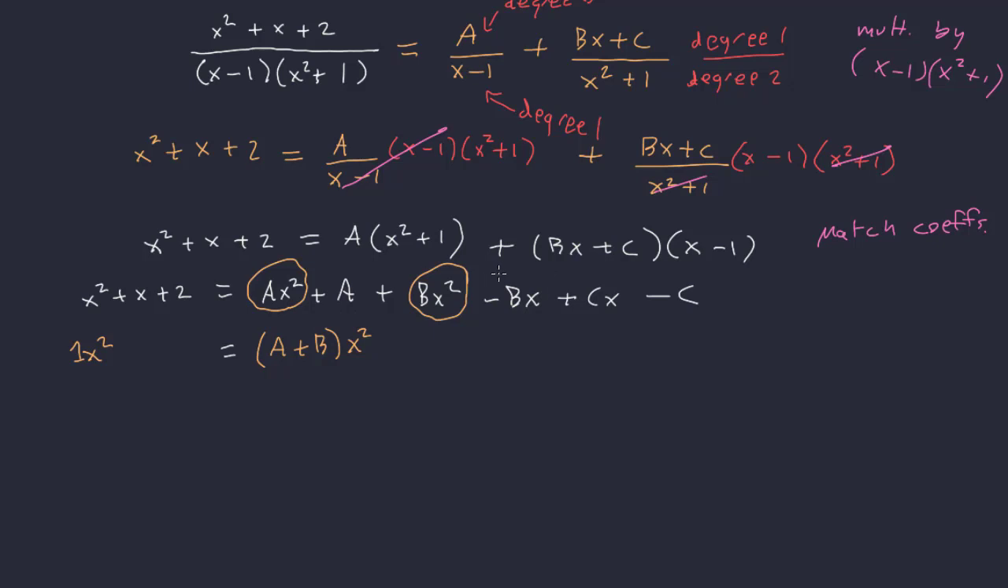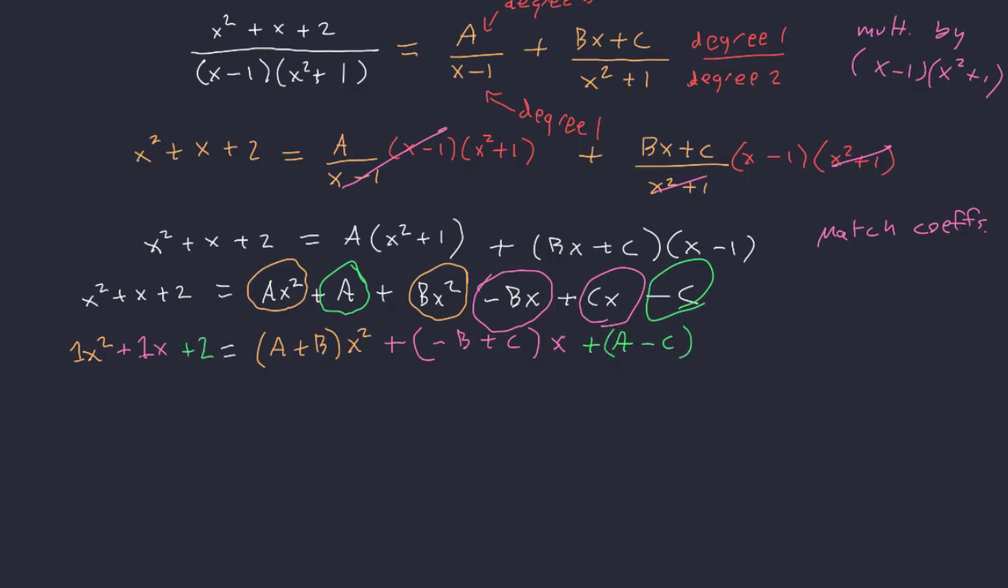Okay, so I have a 1x squared. Then I'm going to collect my x's. Well, my x's live here. I have a minus bx plus a cx. So when I bring this together and factor out the x, it will be a minus b plus c times x. Okay, and so that needs to align with the plus 1x over here. And then I'm going to collect my constants. Well, I have an a here and negative c here. So it will be plus a minus c. Let me go ahead and put that in parentheses because that needs to match with the 2.